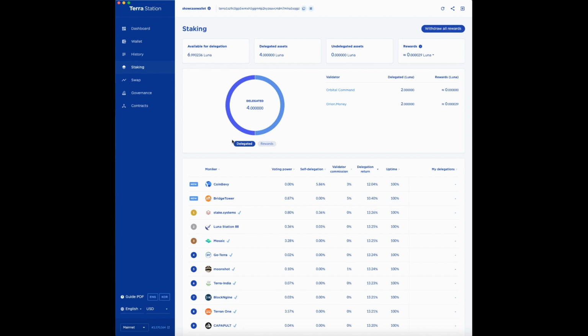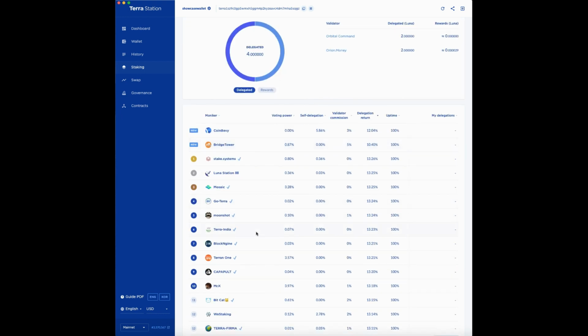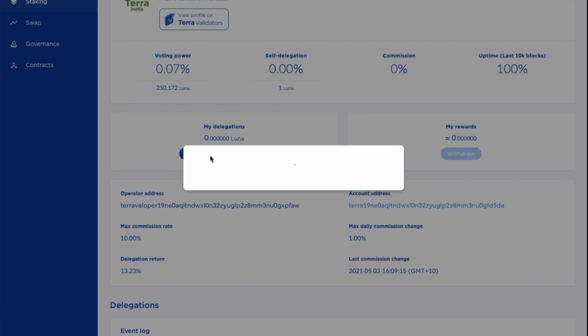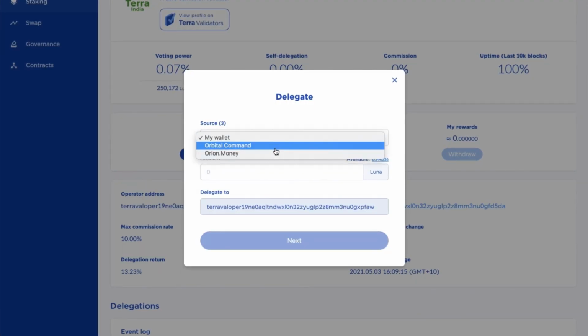So the next thing is, now say if you want to actually re-delegate. So you've come across a validator and you've got, you know, I've got four delegated here, but I think, oh, actually, I want to split one of them to someone else. That's fine. I want to take it out of the pot that I already have delegated. So let's do that right now. The next thing, look at Terra India. Okay, so I'll click on that. Now, I'll click on delegate.